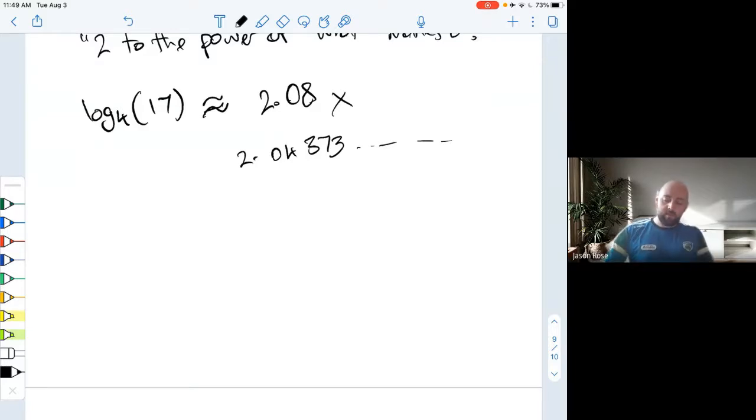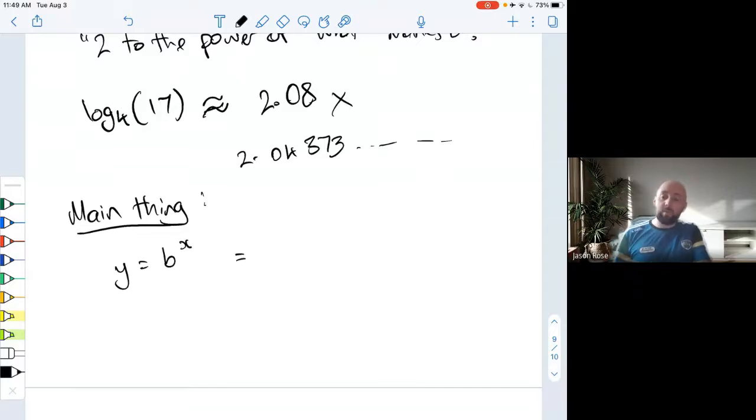So the main thing here to take away, I think, is that if you have an exponential function written like this, y is equal to b to the power of x, then that is the same thing as saying log to the base b. Okay, so maybe I'm going to let you think about this for a second before I write it down.